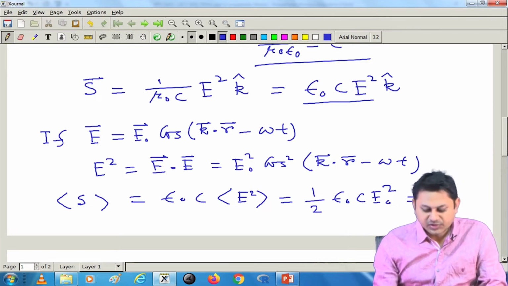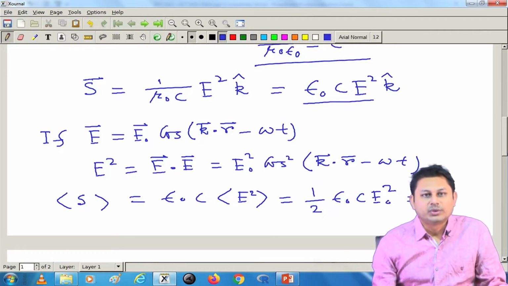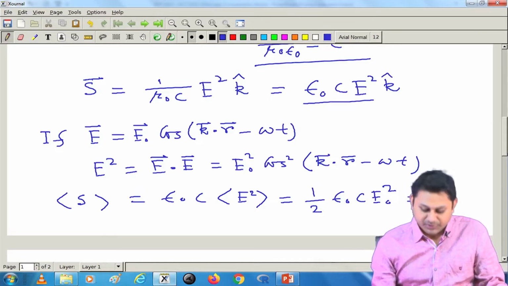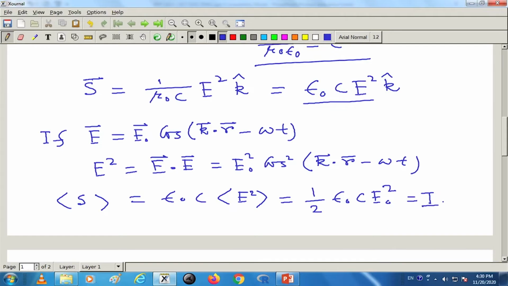So, in this straightforward calculation, we find the relationship between the Poynting vector and the intensity. The average value of the Poynting vector is essentially the intensity. This is a very important expression, because it gives us the idea of how the intensity is related to the peak value of the electric field E0.